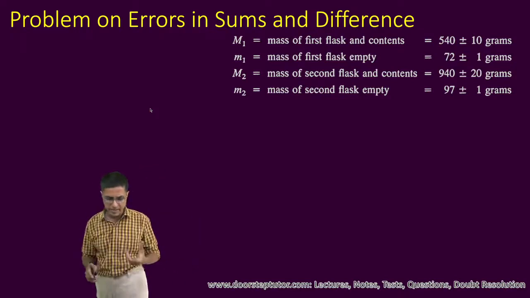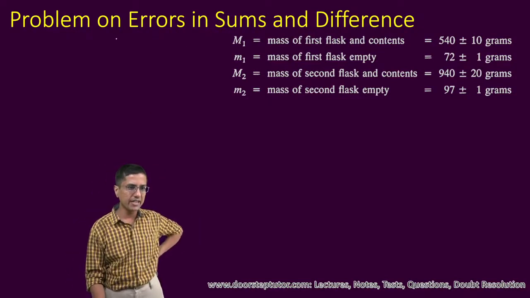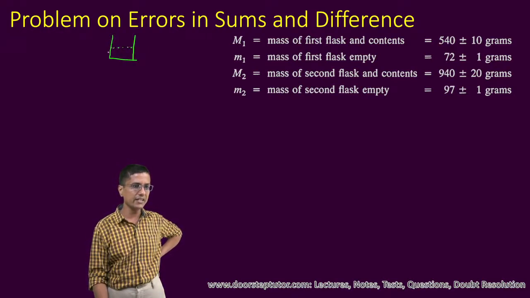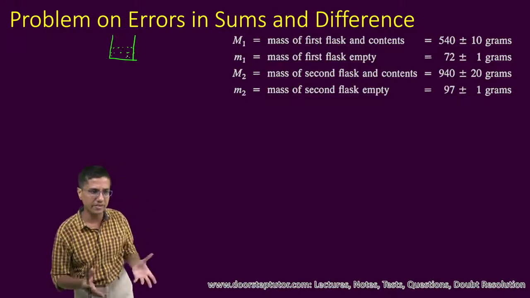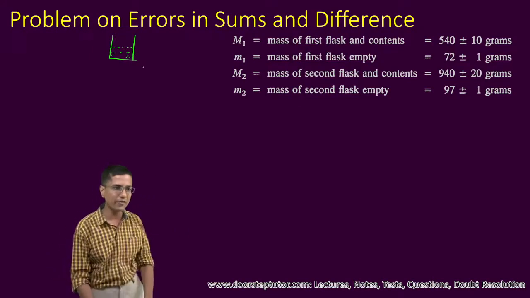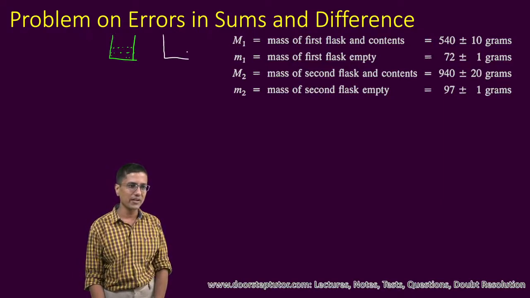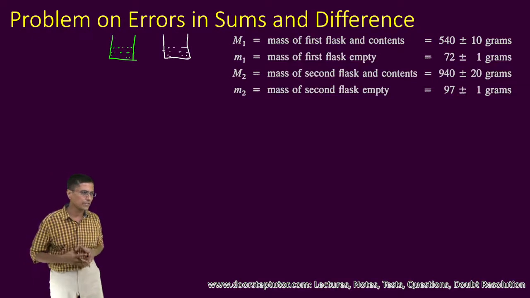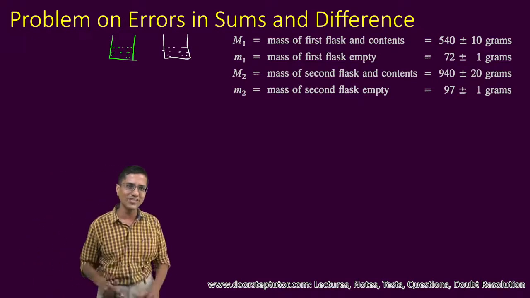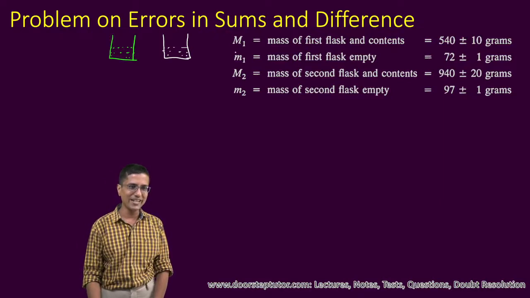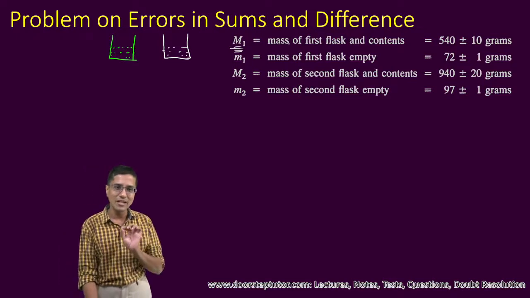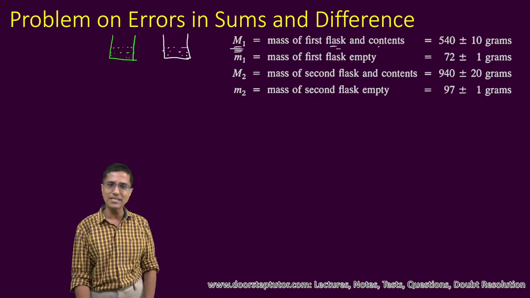Here what the scientist is trying to do is that he has a flask, and in this flask there is a certain quantity of liquid. There is not one flask, but there are two such flasks, and in each of these flasks there is a certain quantity of liquid. We want to measure the mass of the liquid, but of course the liquid cannot really be measured without the flask itself. So what the scientist has done is that he has first measured the mass of the flask plus the contents.